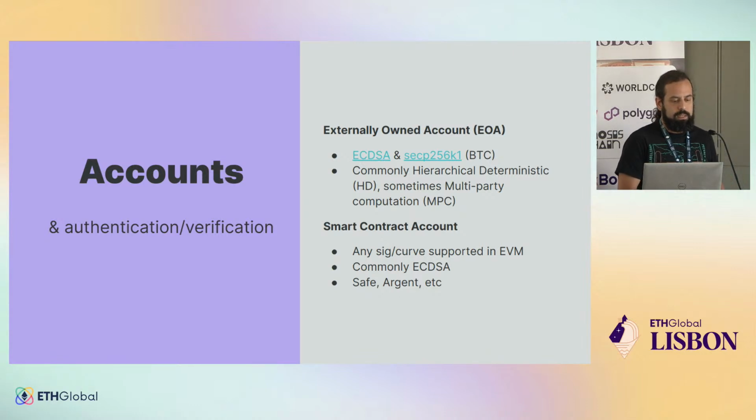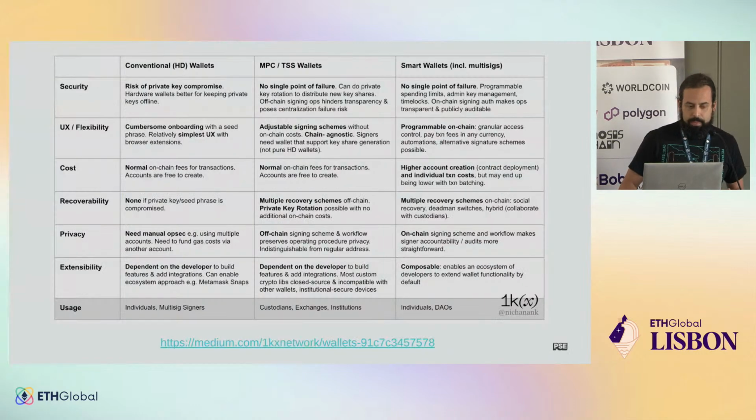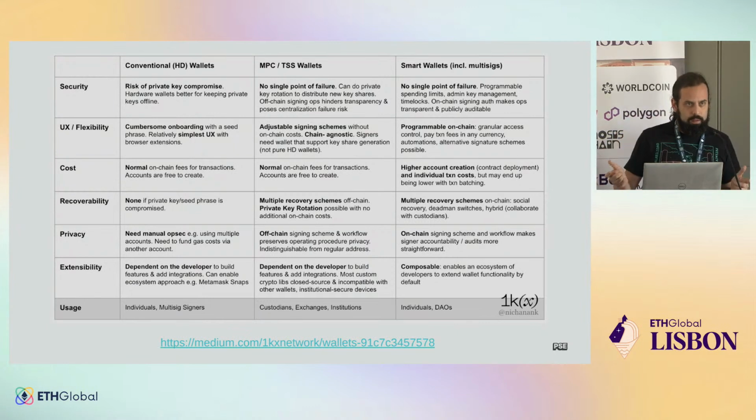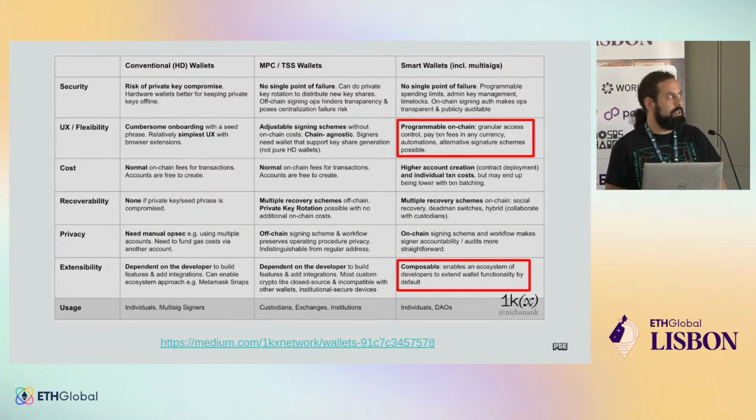You may commonly know existing smart contract accounts with Safe, Argent, and different protocols like that. So those are kind of the two things. There's a very good comparison given by the 1KX network that goes over the difference between all of these different wallets. Highly recommend checking it out at another time. I'm not going to go in depth into this, but I really want to focus in on two advantages that smart contract wallets have, which is their ability to be programmed on chain, and then also the composability of the different things that you can use inside of those.